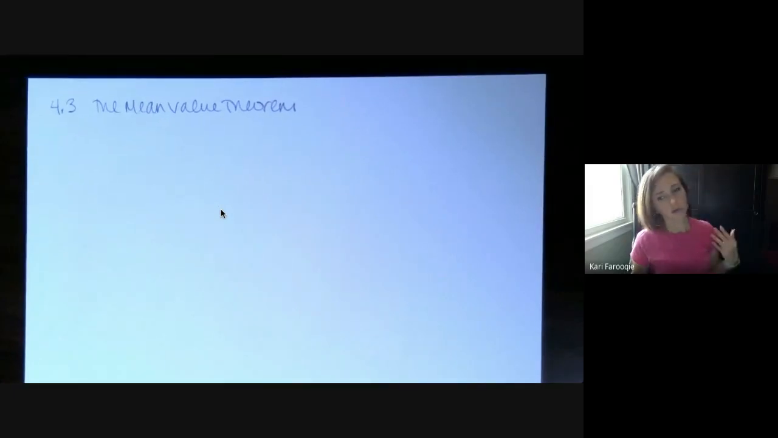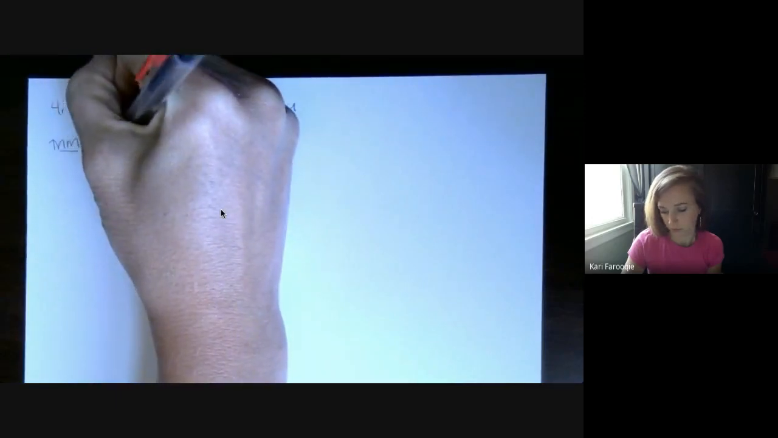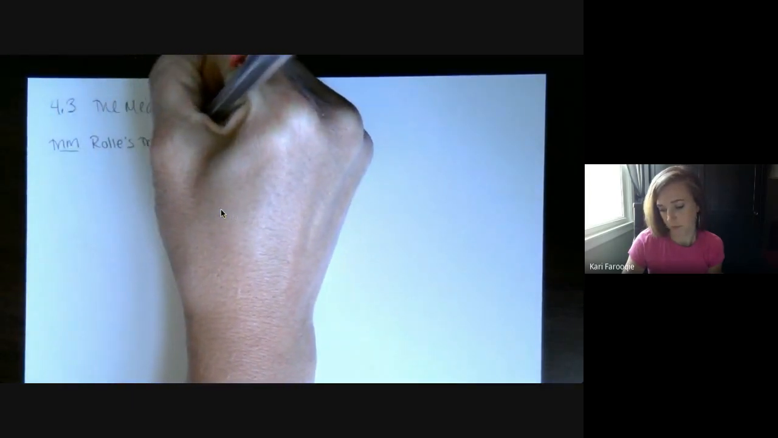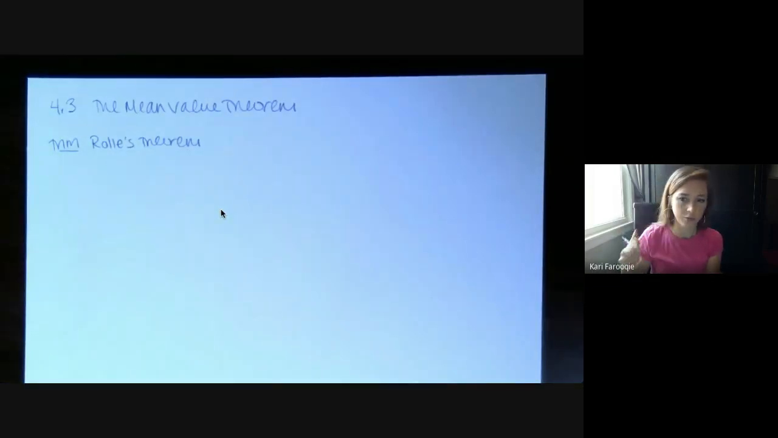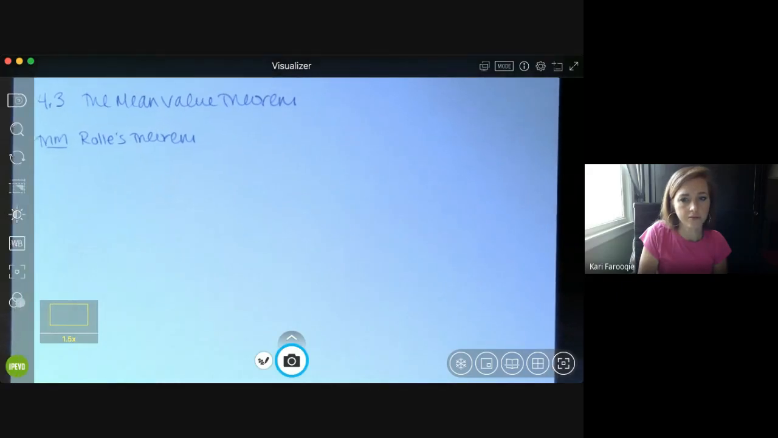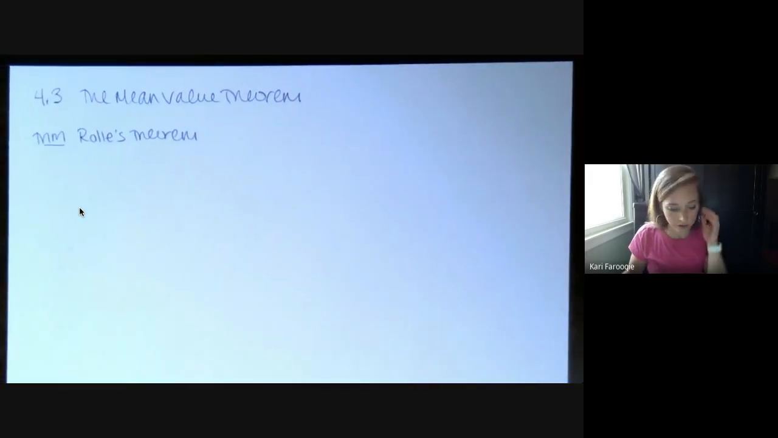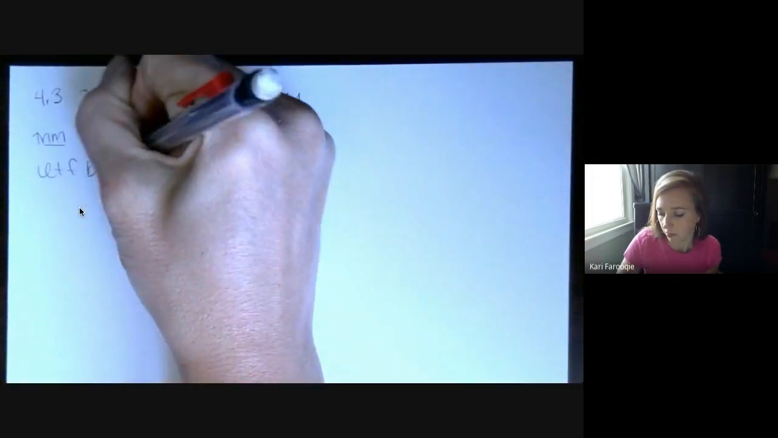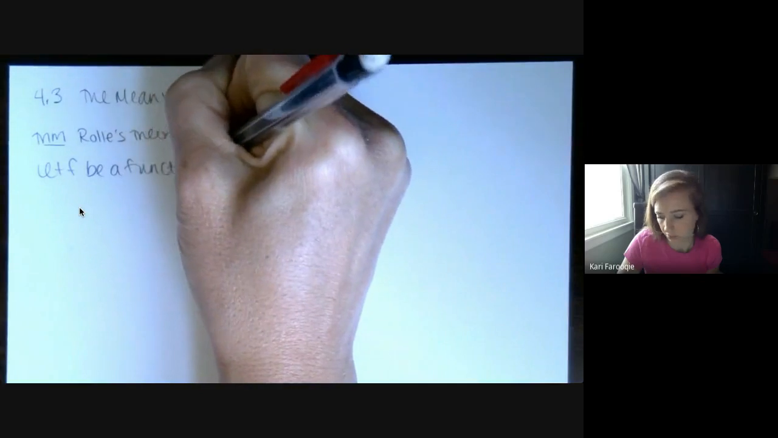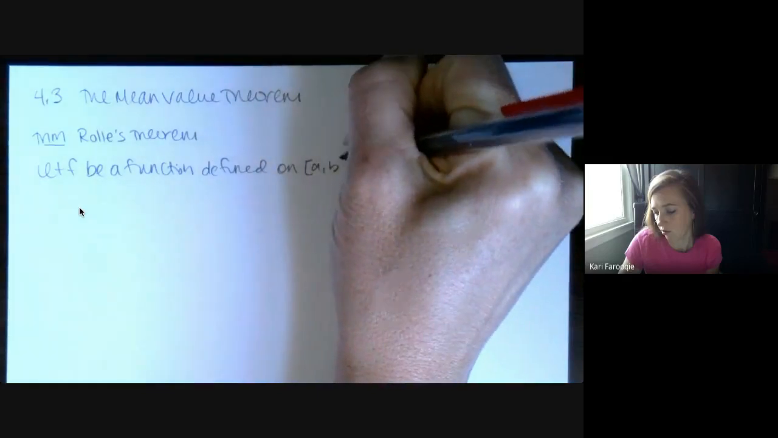So the mean value theorem is sort of the basis for everything that we're going to be doing today. We're going to start out with Rolle's theorem. This is a little bit of a specialized theorem that we're going to use today. We're going to find special conditions on which it applies, and we can use it. Let f be a function defined on a closed interval from a to b.